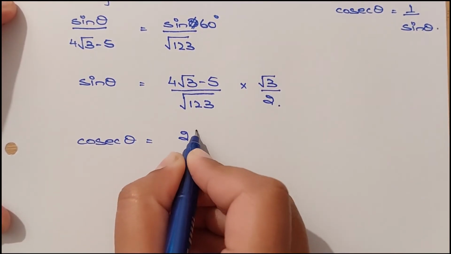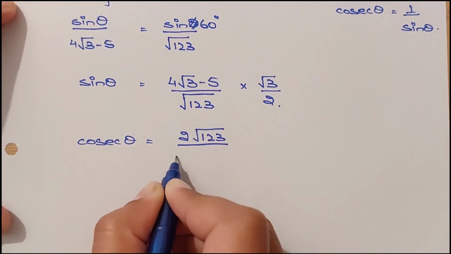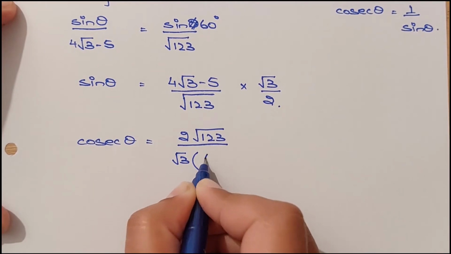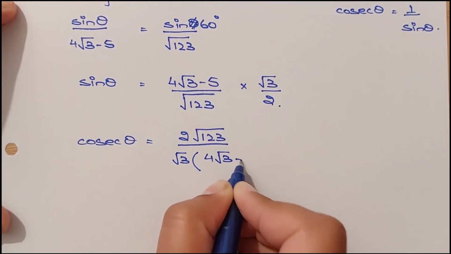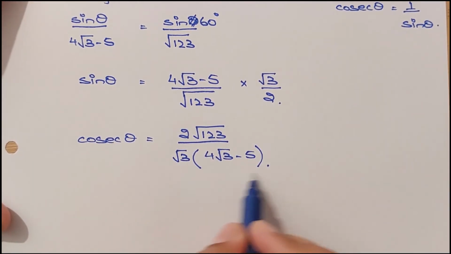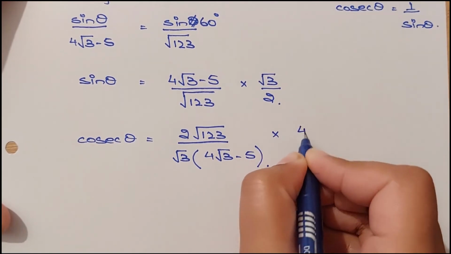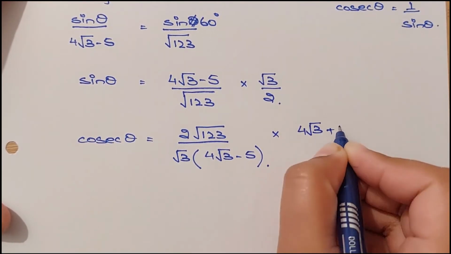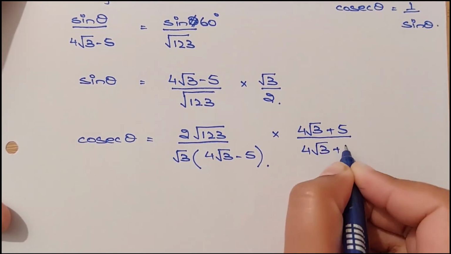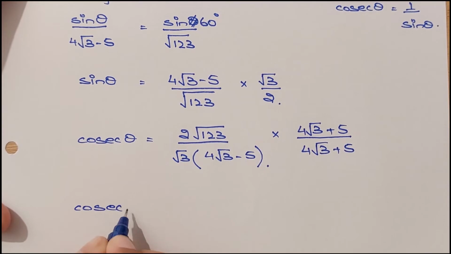So we have to do 2 square root of 123 divided by square root of 3 times 4 square root of 3 minus 5. Okay. Now we have to rationalize with the conjugate of the denominator. So this is 4 square root of 3 plus 5, multiplying and dividing by 4 square root of 3 plus 5. Right. Okay, so cosecant theta.